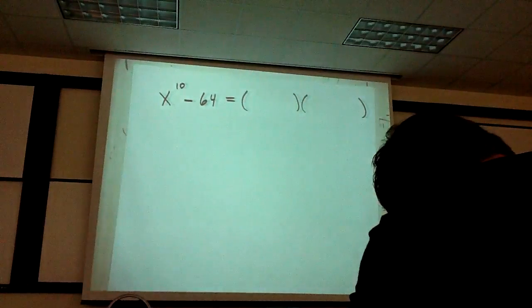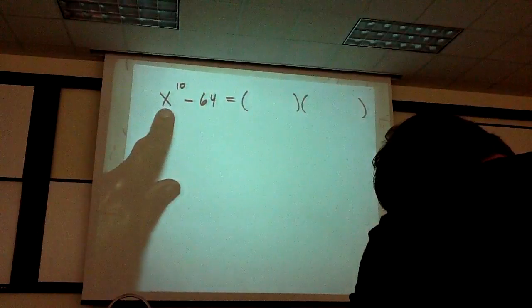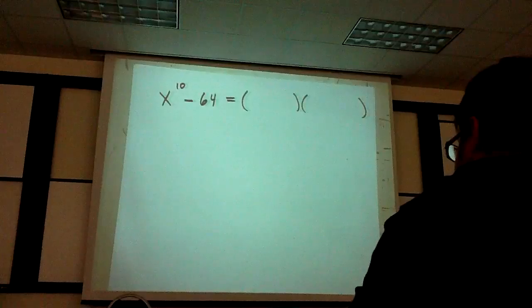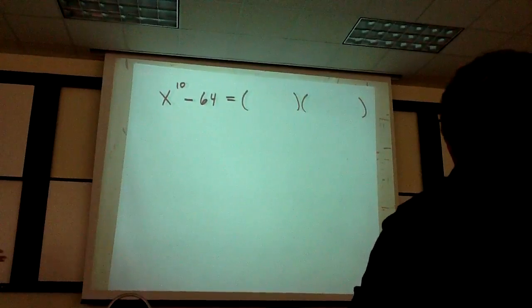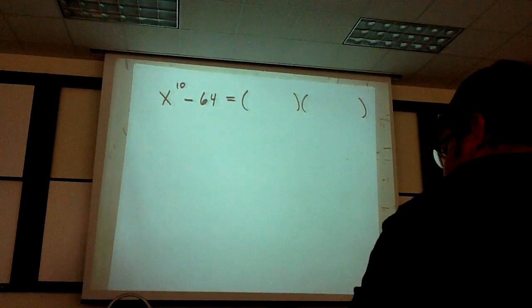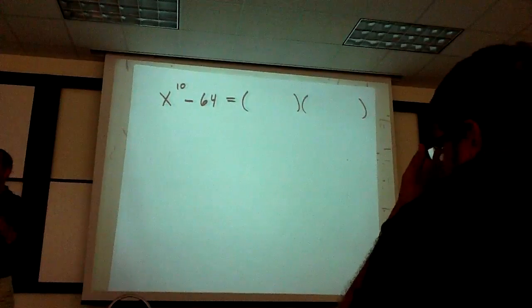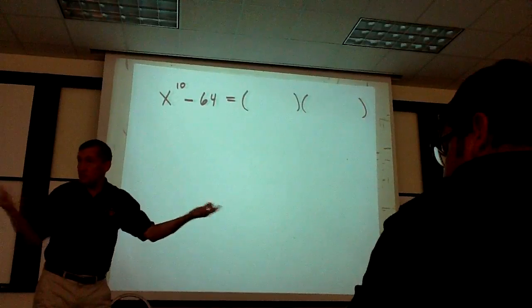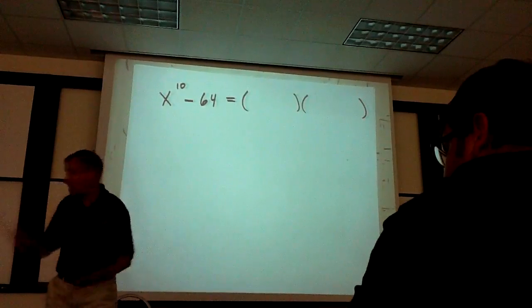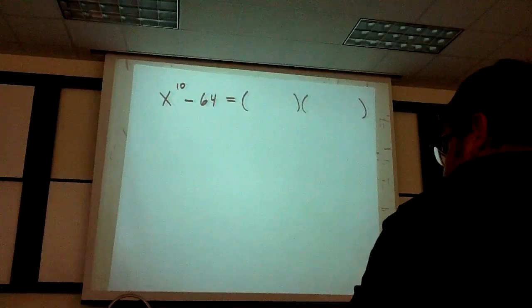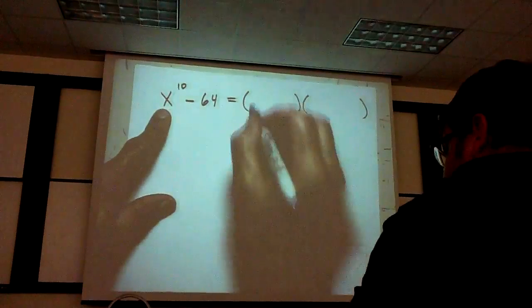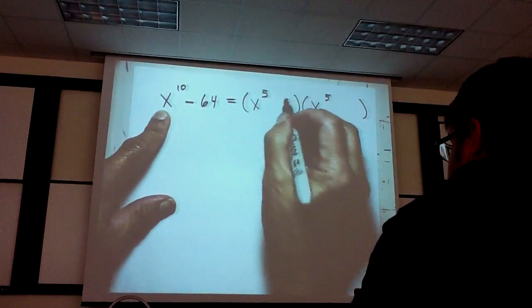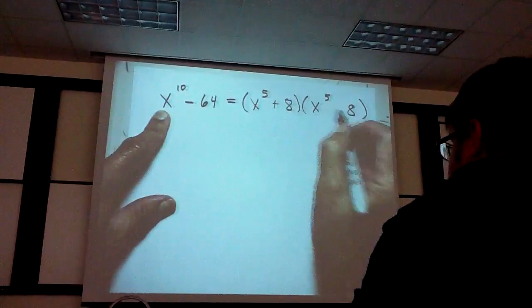Which means I have to answer the question, what's the square root of x to the 10th? X to the 5th. By that, ladies and gentlemen, we're not saying what's the square root of 10. That's not what we're saying. We're saying what's the square root of x to the 10th, meaning what can I multiply by itself and end up with x to the 10th? X to the 5th, you're right. X to the 5th is the square root of this guy right here. Square, that's easy. Plus or minus.